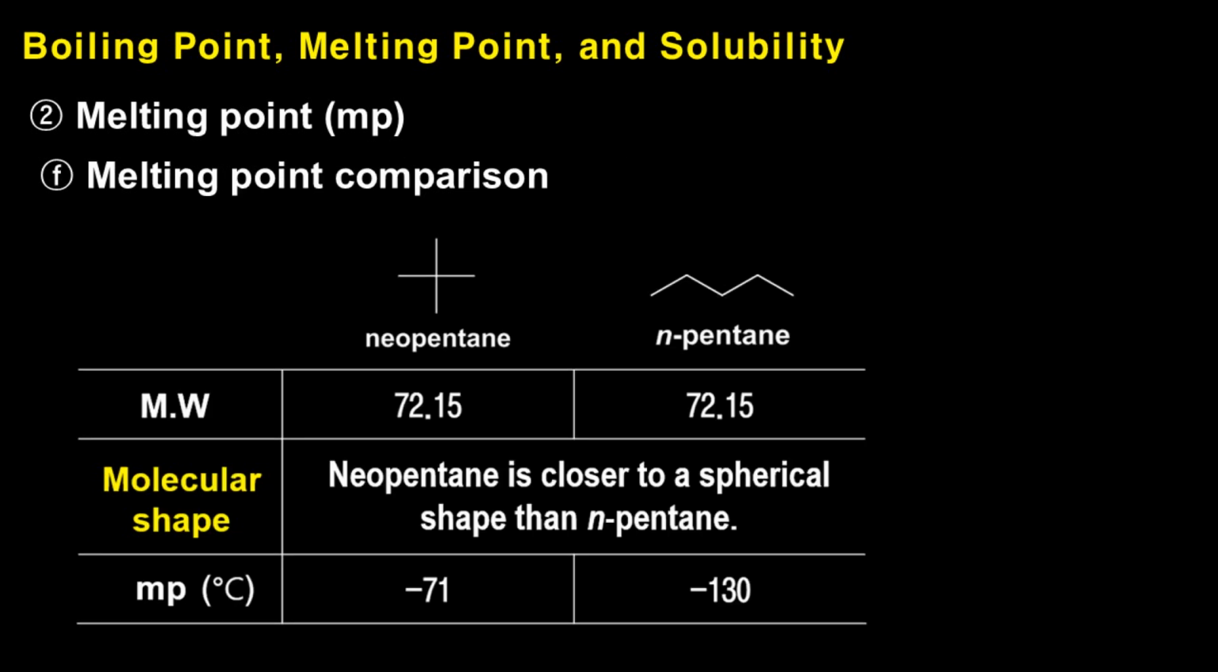Let's go through a quick example to see how molecular shape affects melting point. Take neopentane and N-pentane. They have the same molecular weight, but their melting points are very different. Neopentane has a highly symmetrical, almost spherical shape, and it melts at -71 degrees Celsius. N-pentane, on the other hand, has a linear structure and melts at -130. So what's causing that big difference? It's all about packing. Neopentane's symmetrical shape lets the molecules stack more neatly in the solid state, forming a stronger, more stable crystal lattice. That's what gives it the higher melting point compared to N-pentane.